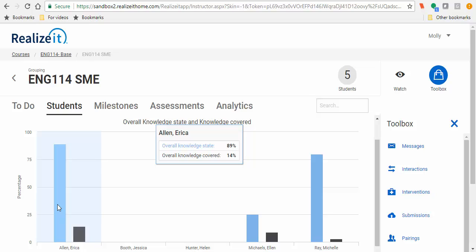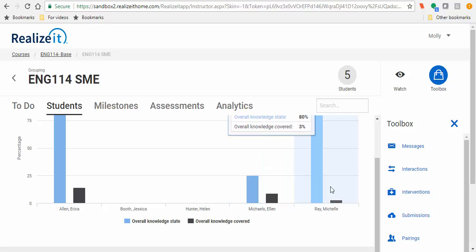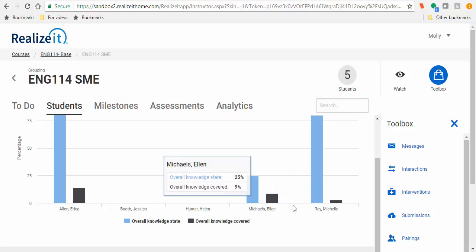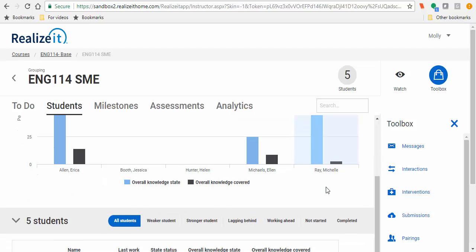That is because these two are multiplied together to get their score, which comes into Canvas, known as their composite score. So when you see this, this student only has a 25% knowledge state and 9% knowledge covered. This student has 80%, but only 3% covered. So these are students that are really just getting started. But it's nice how they break it out so you know exactly where they're at this point in time.